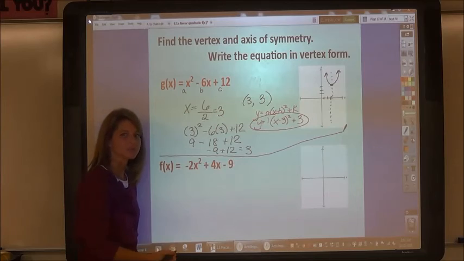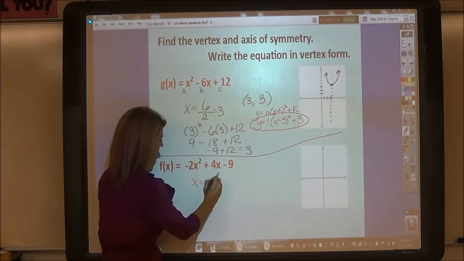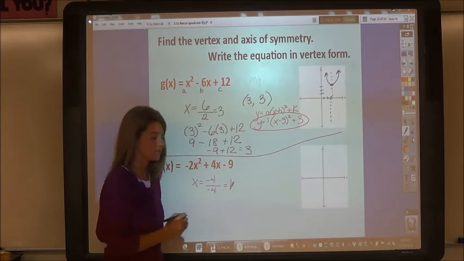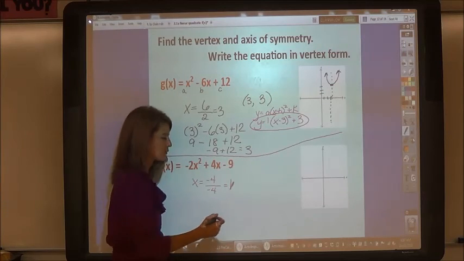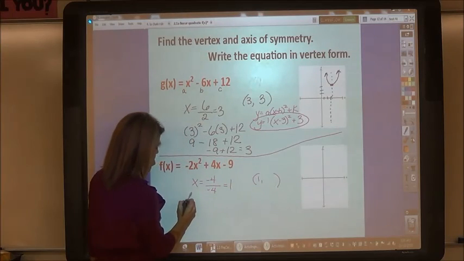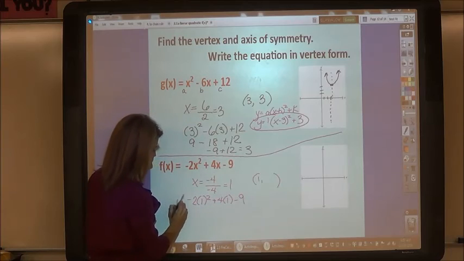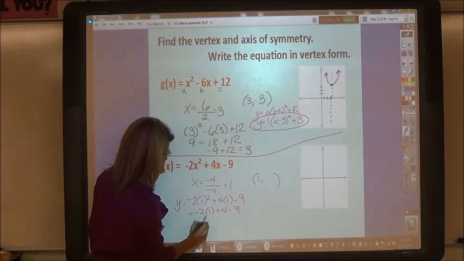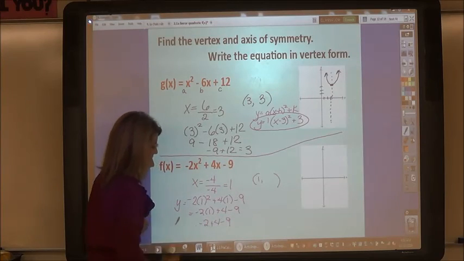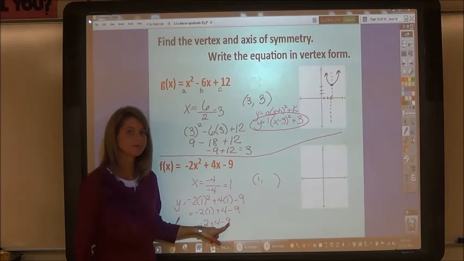It's in good order. Let's go find your axis of symmetry. Opposite of b, over 2 times a. Thank goodness that was nice. We can use that to find our vertex point. So let's go find the vertex point. Negative 2 plus 4 is 2. 2 minus 9, negative 7.